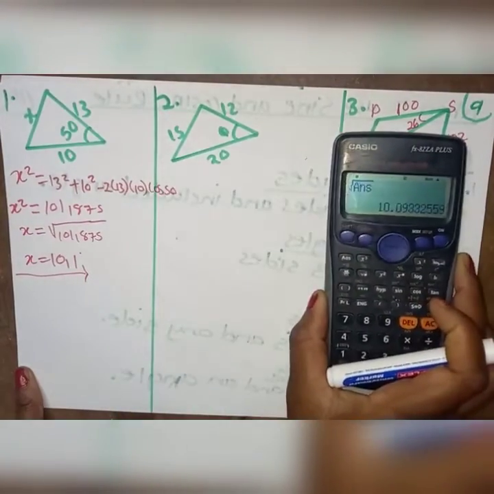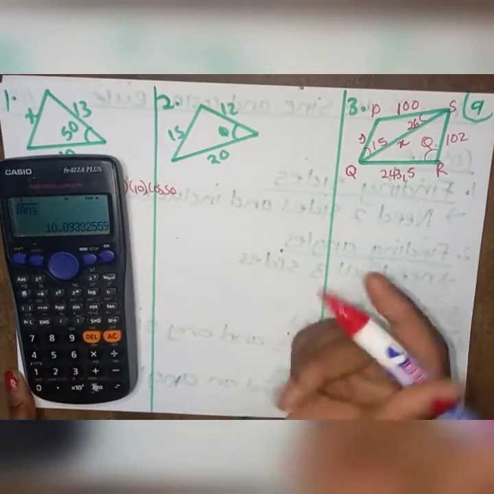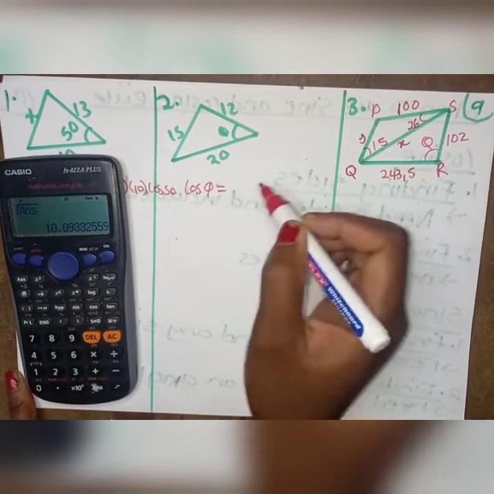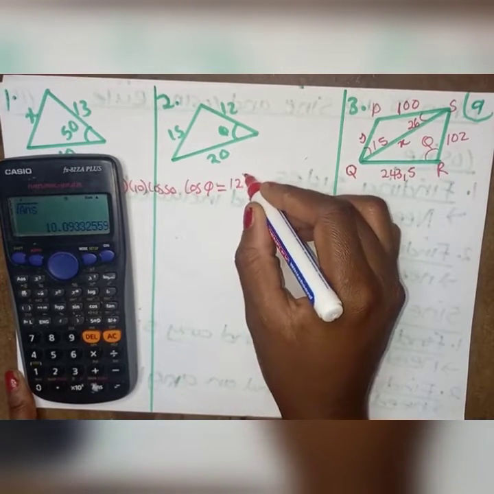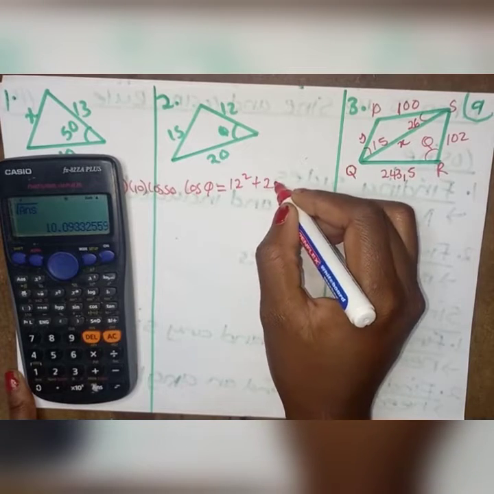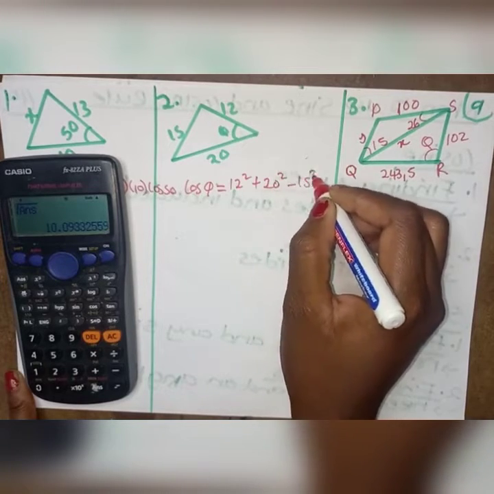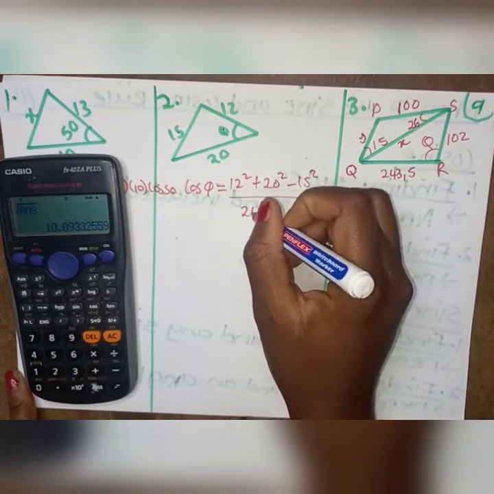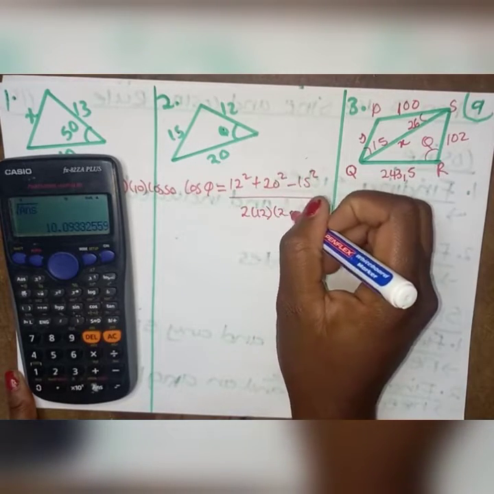What about the second one? They want us to find theta. What are we going to do? So we'll say cos theta is equal to 12 squared plus 20 squared minus 15 squared. Take note, I'm subtracting that one. All over 2 times 12 times 20.